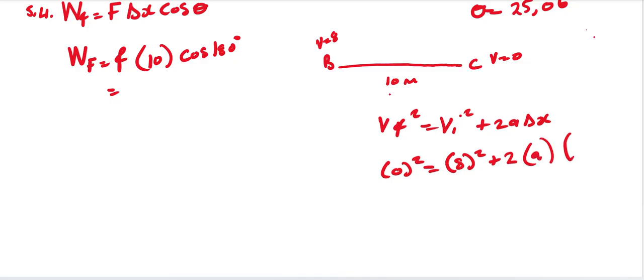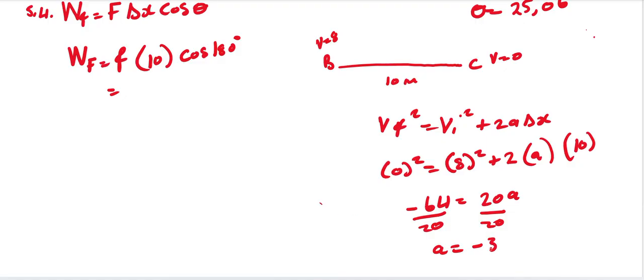What's our change in x? Our distance from this point to this point is 10. So what are we going to do? Here 8 squared is 64. We have negative 64 is equal to 2 multiplied by 10, which is 20, times A. Then I'm going to divide by 20 on both sides. We'll find that our A is negative 64 all over 20, which is negative 3.2 meters per second squared.